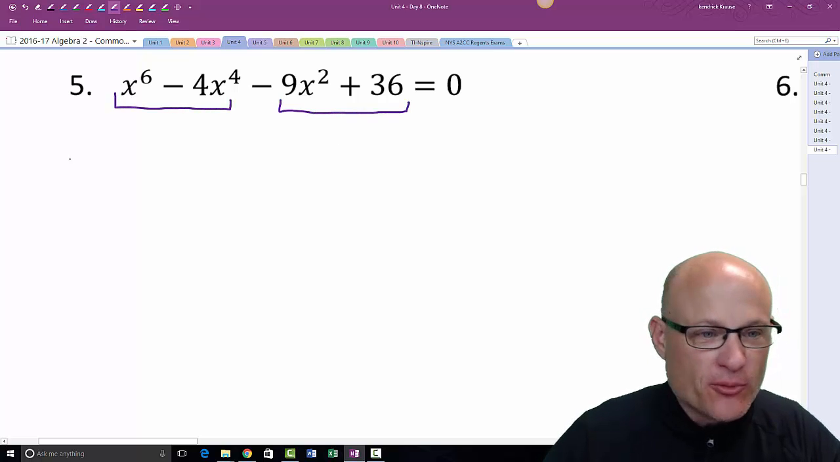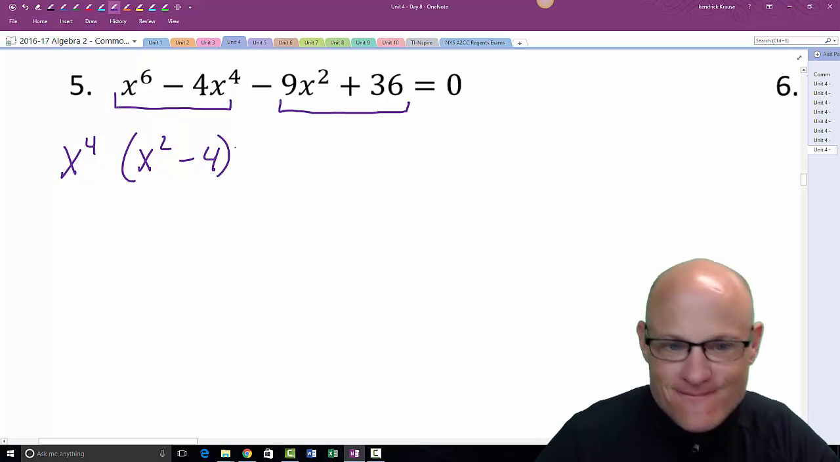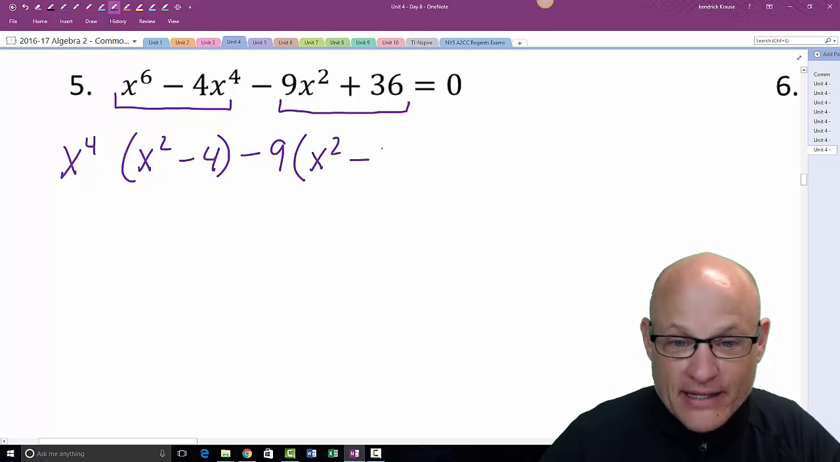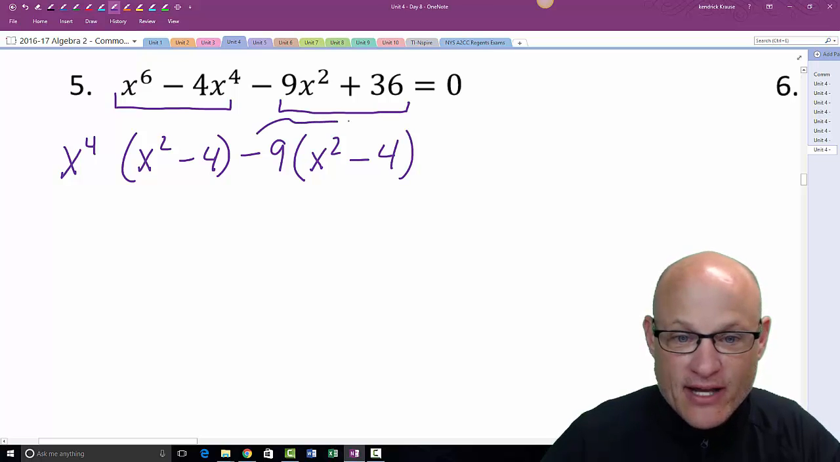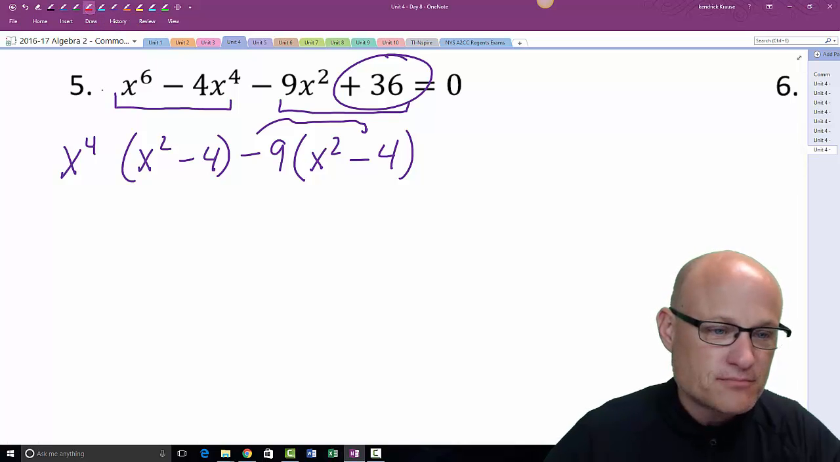Got 4 terms. Let's group. This first one I can take out an x to the 4th. I'm left with x squared minus 4. Minus 9. Now we took out a negative 9, so I'm left with x squared minus 4. Again, remember, negative 9 times negative 4 is, in fact, positive 36.